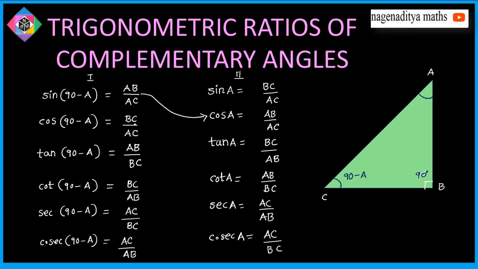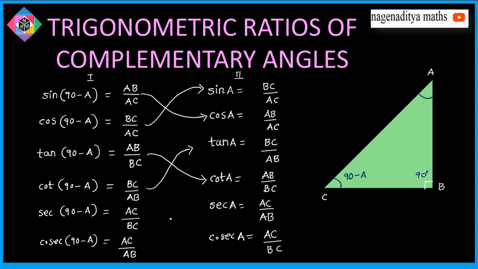And what about BC by AC? Where is BC by AC? Here. So cos of 90 minus A is equal to sine A. Okay. AB by BC, where is AB by BC? So here AB by BC. So this is equal to tan of 90 minus A, that is equal to cot A. And BC by AB. So this means cot of 90 minus A is equal to tan A.